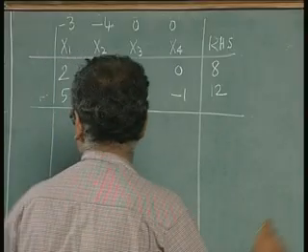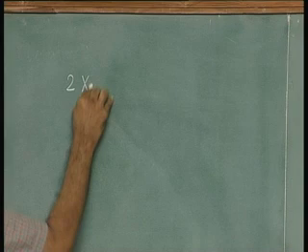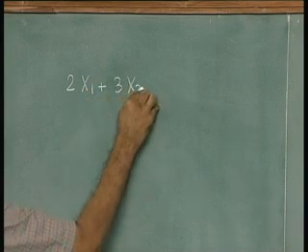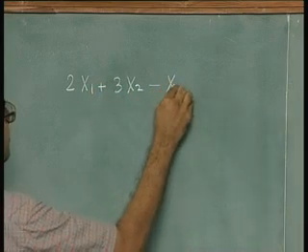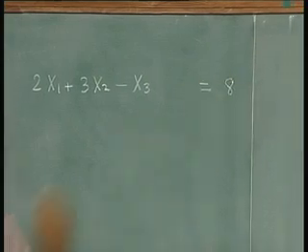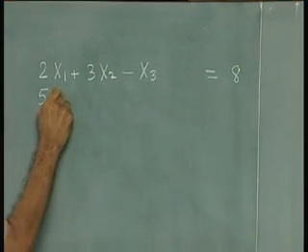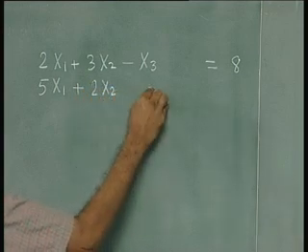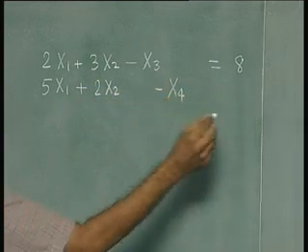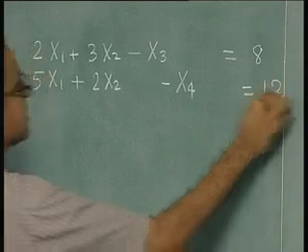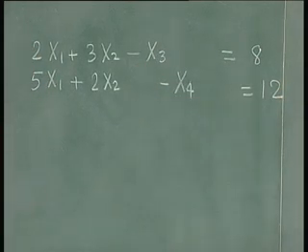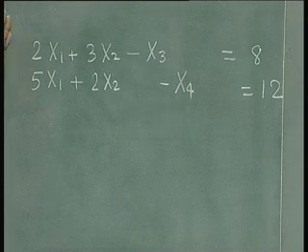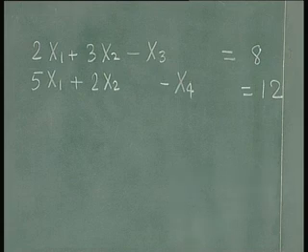So the two equations are written again as 2x1 plus 3x2 minus x3 equal to 8, 5x1 plus 2x2 minus x4. So these are the first two equations. Now by merely looking at these equations, we are not able to get a basic feasible solution as we did in the two previous examples.